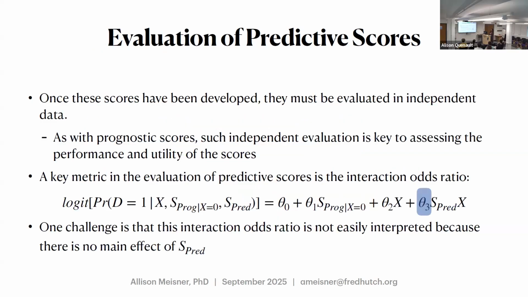Okay, so evaluating predictive scores. Once we develop these scores, of course, we have to evaluate them in independent data. It's the same story as with prognostic scores: in the same data, you have some optimistic bias.